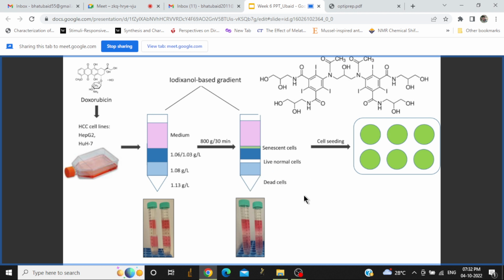So these dead cells have more density as compared to live cells or senescent cells. So they have different size and density, and they were separated. If they actually want to study these senescent cells, they obtained these senescent cells from this place and cultured them to study. Here they have given the picture of how they have centrifuged this, or how they have used this OptiPrep or iodixanol-based gradient. So this is the structure of iodixanol. It is a very large chemical compound which is used to make this gradient.